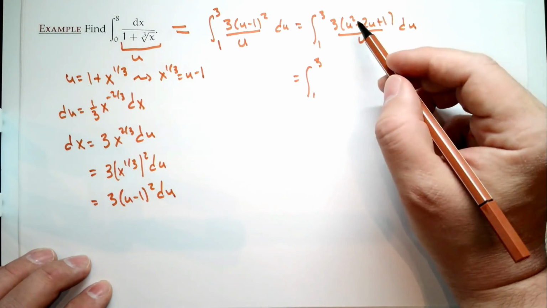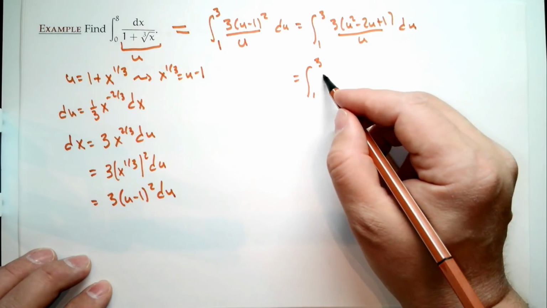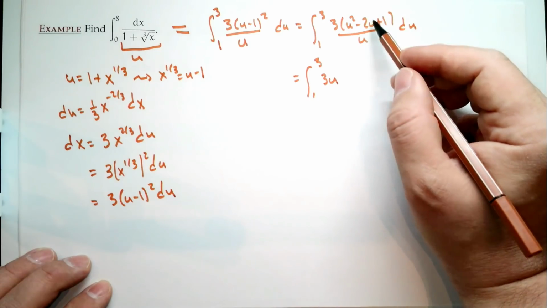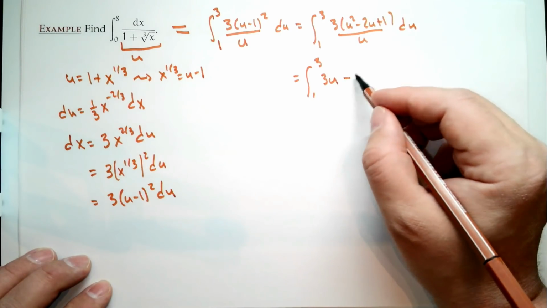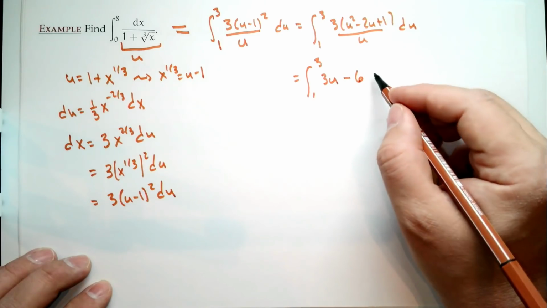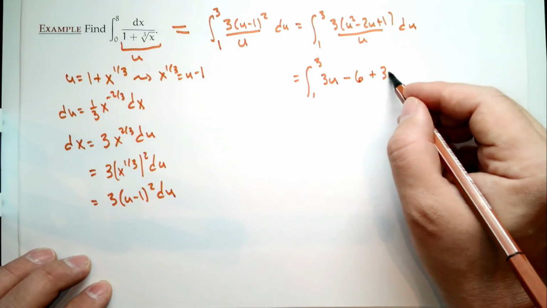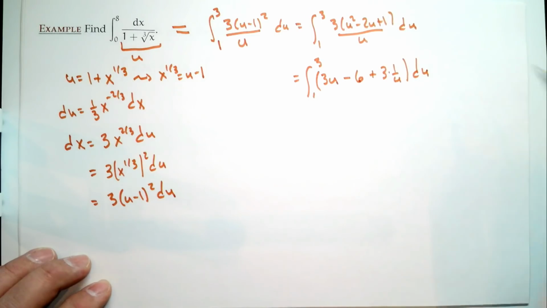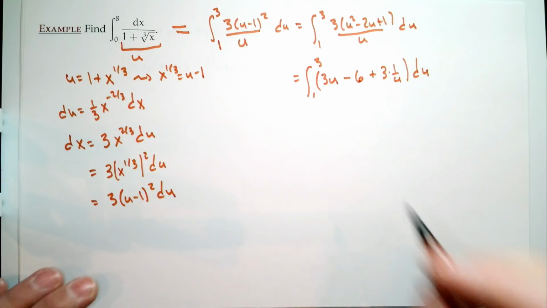1 to 3, u squared over u will be u. Minus 2u over u will be minus 2. Then there's a 3, so that's minus 6. And 1 over u is 1 over u. Now whenever you have things being added and subtracted, we say, can we integrate each part? And I think we can.